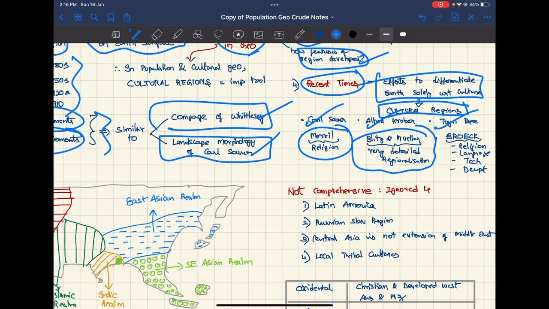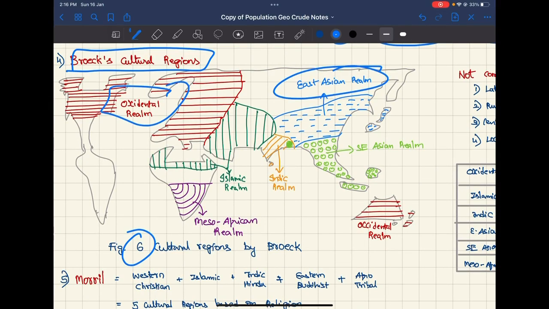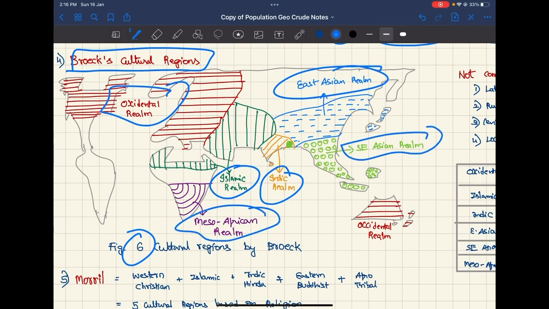Blij and Muller gave very detailed regionalization. Broek based it on religion, language, technology, and development. We are seeing Broek's cultural regions. He gave 6 of them, which are Occidental, East Asian, Indic, Islamic, Meso-African, and Southeast Asian.